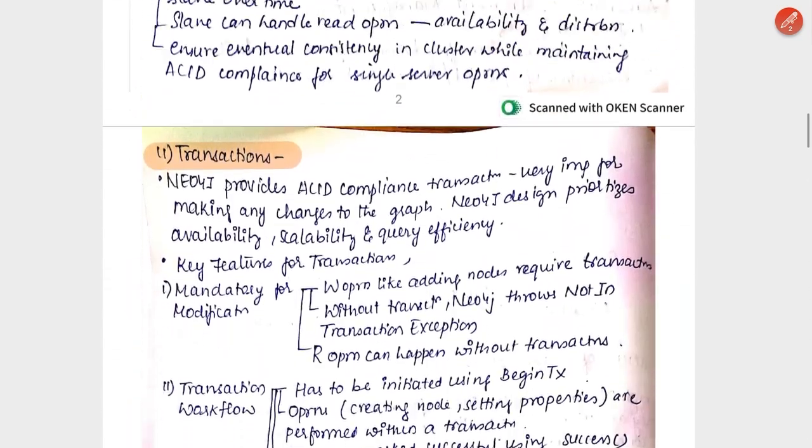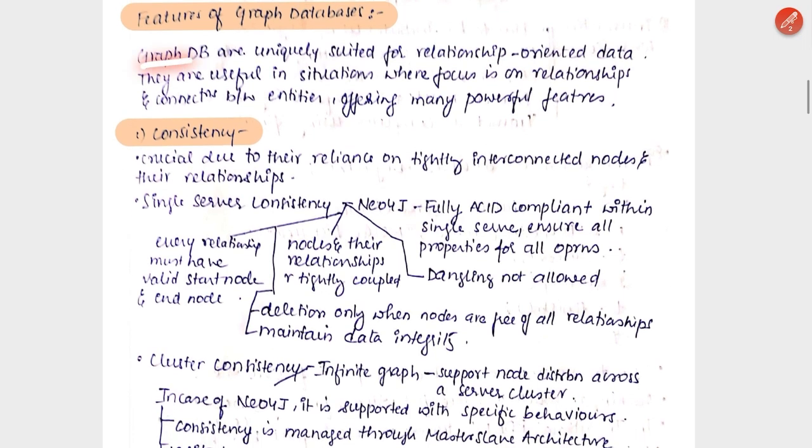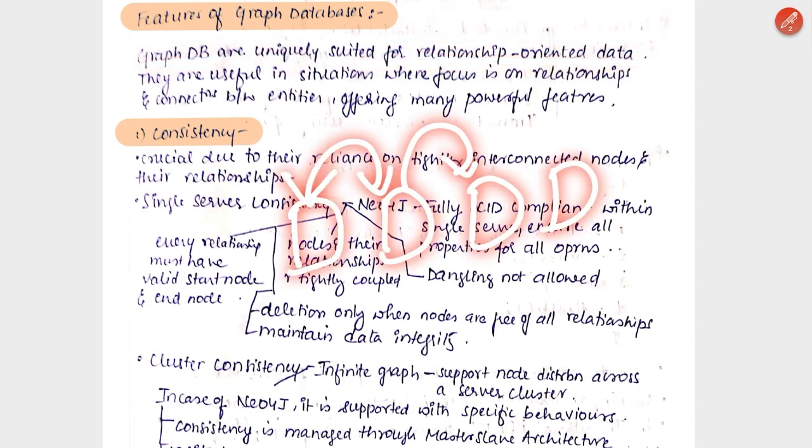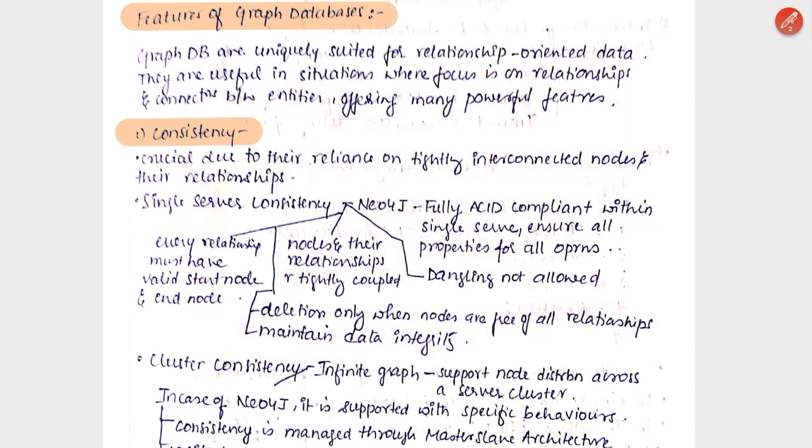Okay, so let's look into the features. Graph databases are uniquely suited for relationship oriented data, because in our data each and every node is connected with one or the other relationship. That's how the actual data is stored or retrieved. So these are useful in situations where the focus is on relationships and connections between the entities.